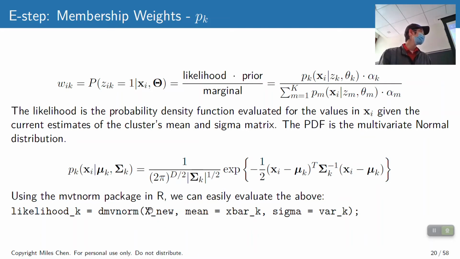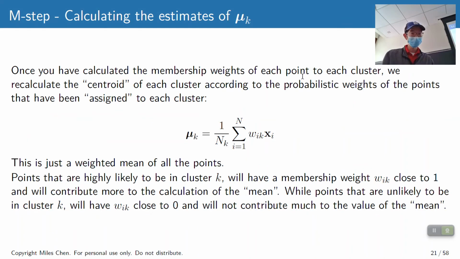We take in the value, and we use our current estimate of the mean vector and our current estimate of the sigma matrix to get the likelihood that a distribution would generate this particular point. Okay, and we calculate this again across all three clusters.